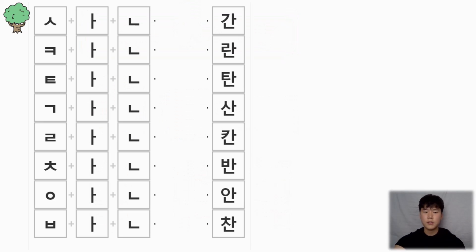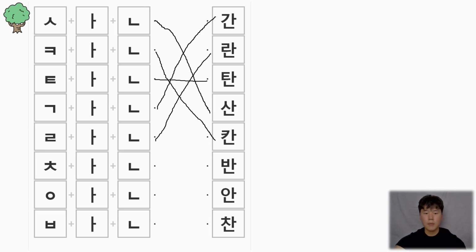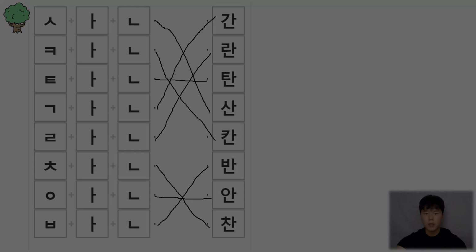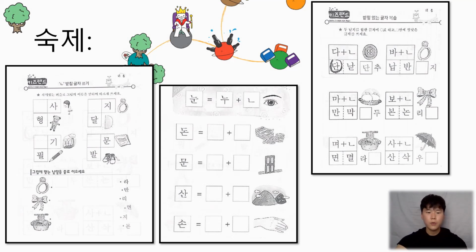So let's try another exercise. 사 plus 니은 becomes 산. 카 plus 니은 becomes 칸. 타 plus 니은 becomes 탄. 가 plus 니은 becomes 간. 라 plus 니은 equals 란. 차 plus 니은 becomes 찬. 아 plus 니은 becomes 안, and 파 plus 니은 becomes 판.